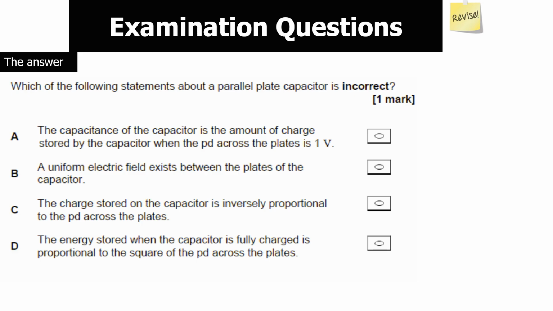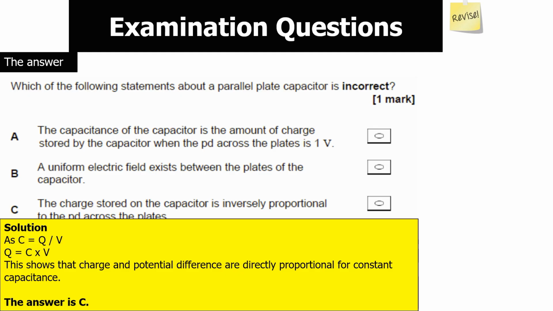Right, so the answer is C, because we know that capacitance is charge over potential difference, therefore charge is equal to capacitance times potential difference. So it indicates to us that charge and potential difference are in direct proportion for a constant capacitance, which is true for a parallel plate capacitor. So our answer is therefore C.